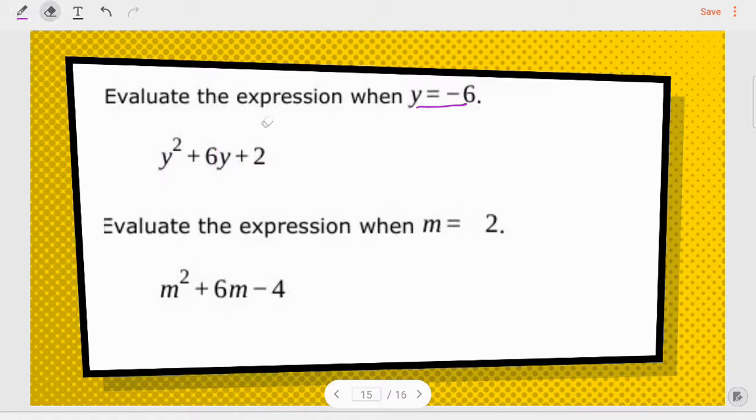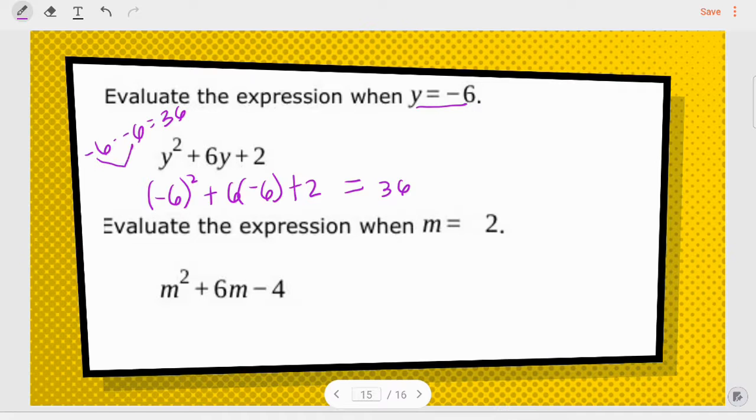So I'm going to replace y with -6 and put in the parentheses, squared, plus 6 parentheses -6, because that's another name for y, plus 2. And I'm going to go ahead and simplify that. Now (-6) squared is 36, because -6 times -6 is equal to a positive 36. Negative times a negative is a positive.